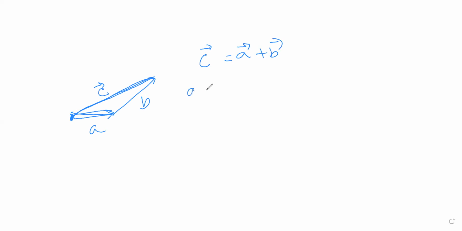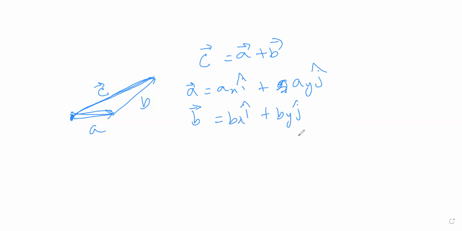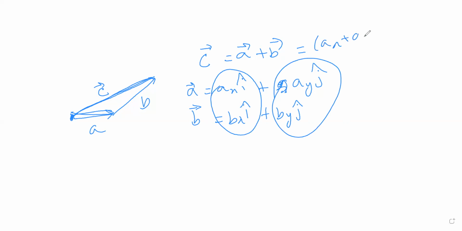Now you already know A equal to AX i hat plus AY j hat, and B equal to BX i hat plus BY j hat, right? So if we are adding this, that means we will add this X and add this Y, right? Then it's AX plus BX i hat and AY plus BY j hat.